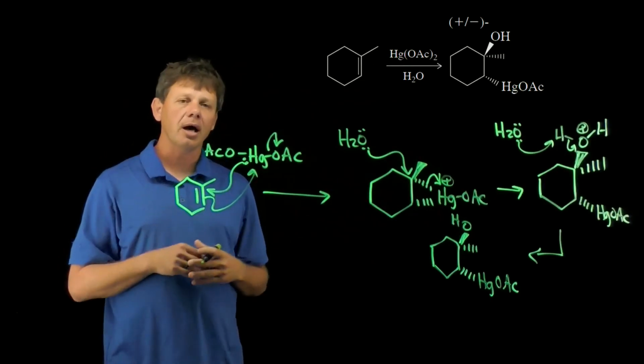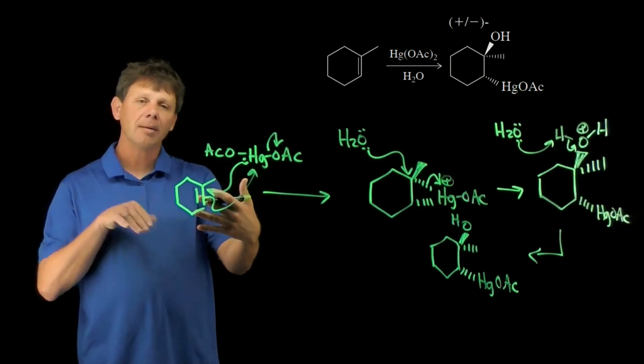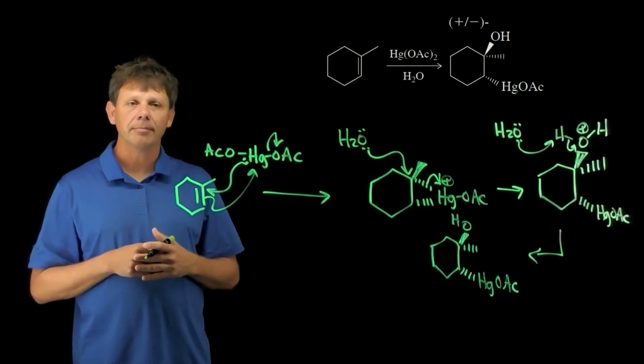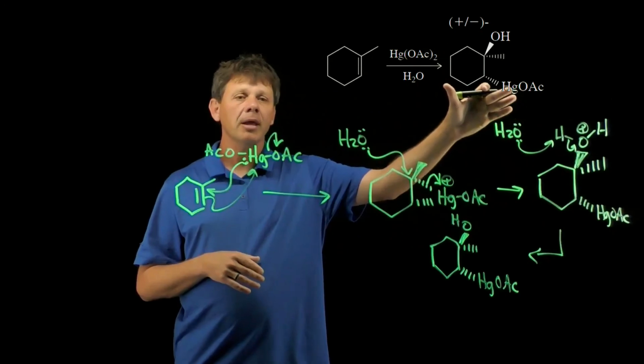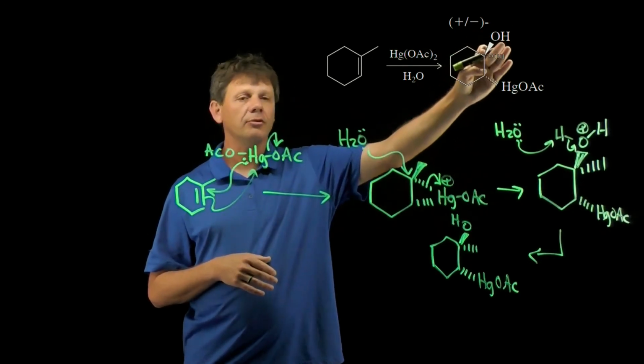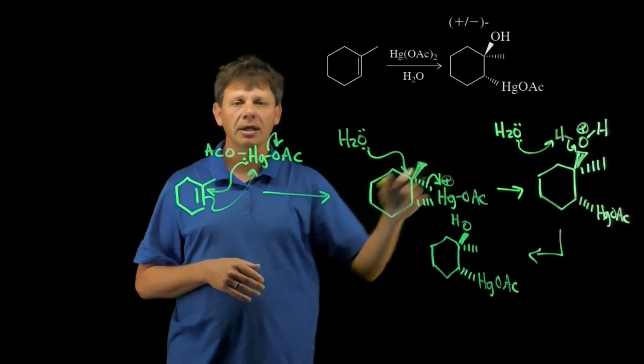water will add from the top. If the mercurinium had formed on the top, water would add from the bottom. Both of those things are going to happen in solution, and so we get a racemic mixture. But in every molecule, the hydroxyl group and the mercury are on opposite sides.